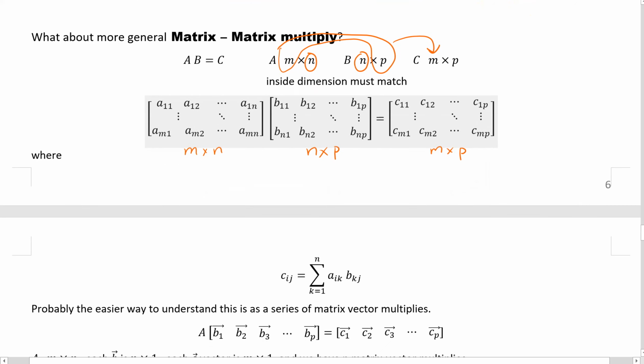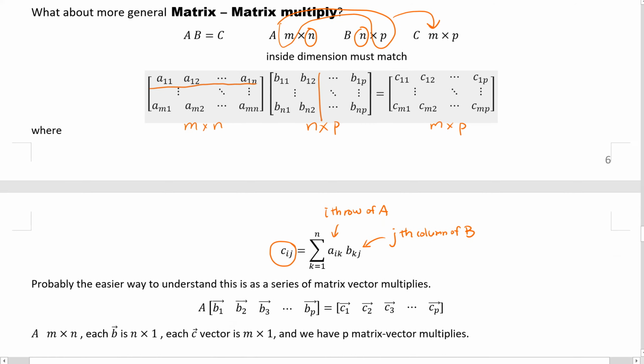And how to calculate? We use rows times columns. So for each i, j entry in C, we're gonna pick the ith row of A, and then we multiply by the jth column of B. Okay, so then we multiply the entries respectively. So I will explain how this works in an example.